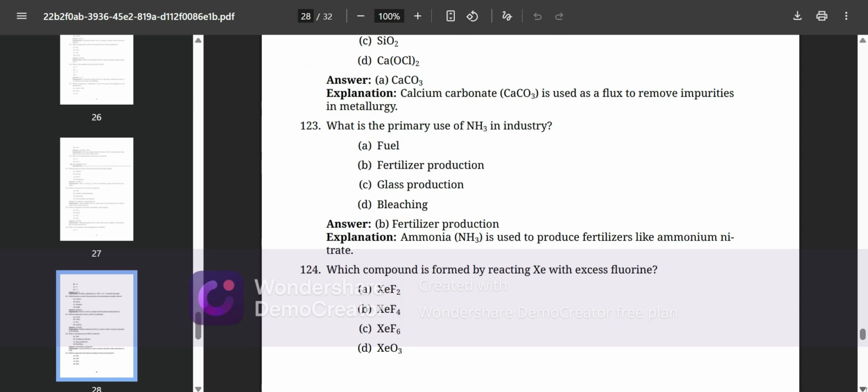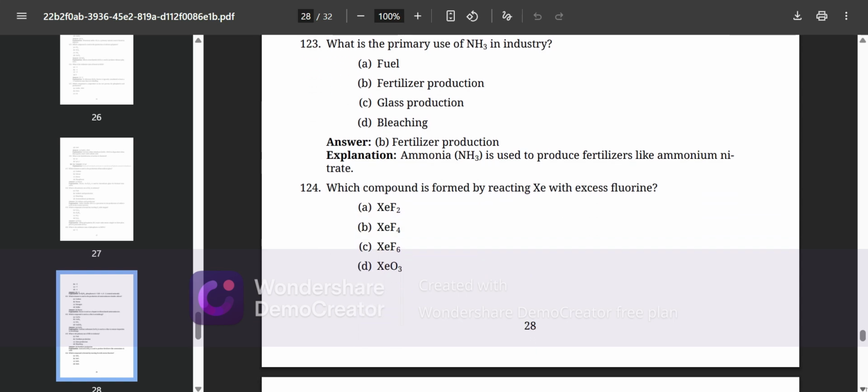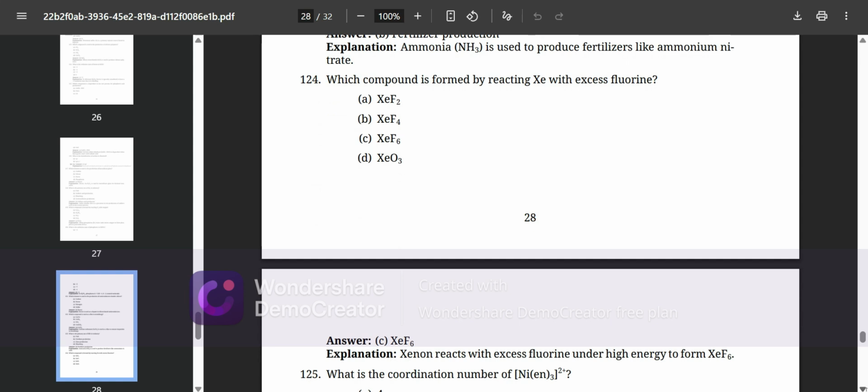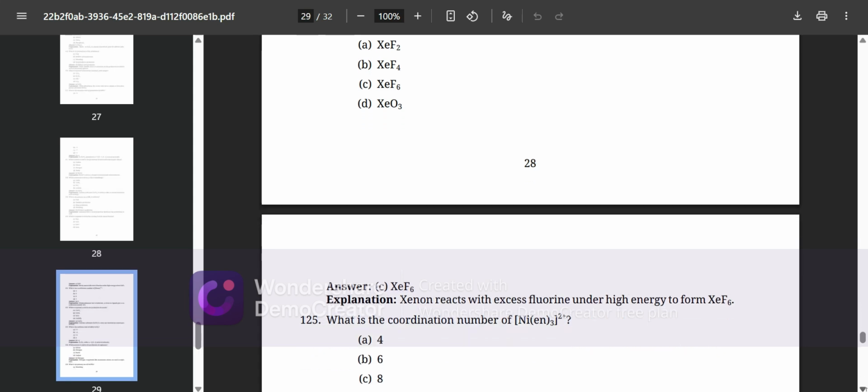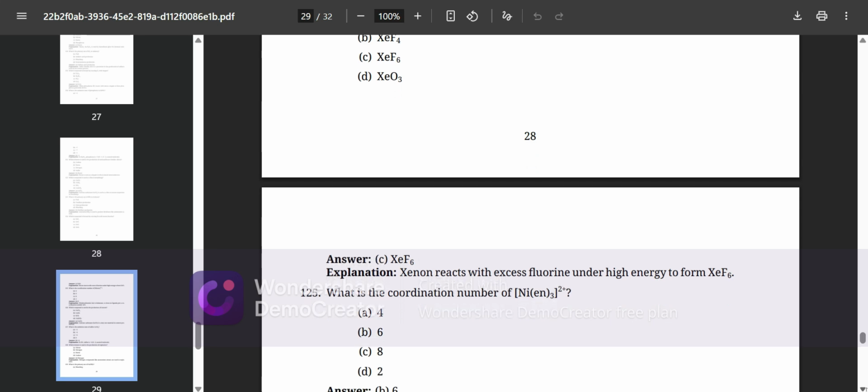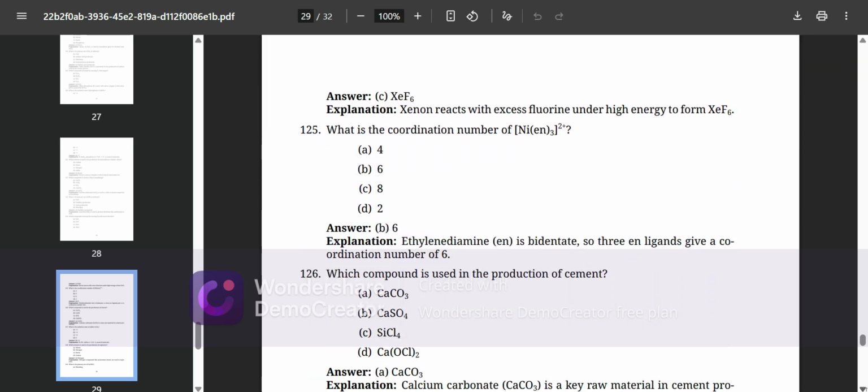What is the primary use of NH3 in industry? Fertilizer production. Ammonia NH3 is used to produce fertilizers like ammonium nitrate. Which compound is formed by reacting Xe with excess fluorine? XeF6. Xenon reacts with excess fluorine under high energy to form XeF6. What is the coordination number of [Ni(en)3]2+? 6.